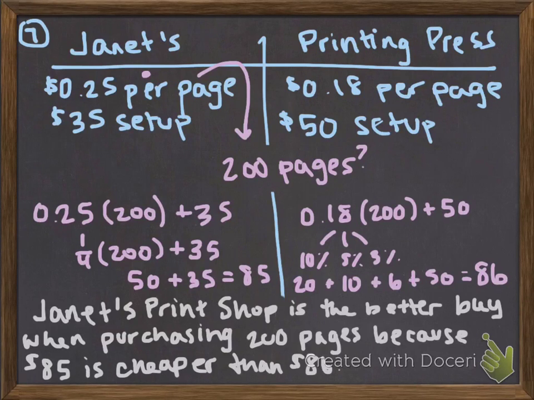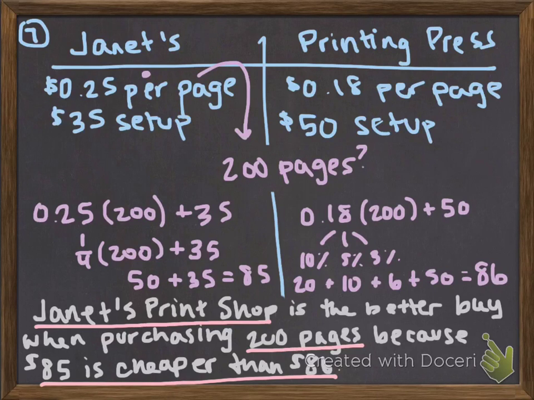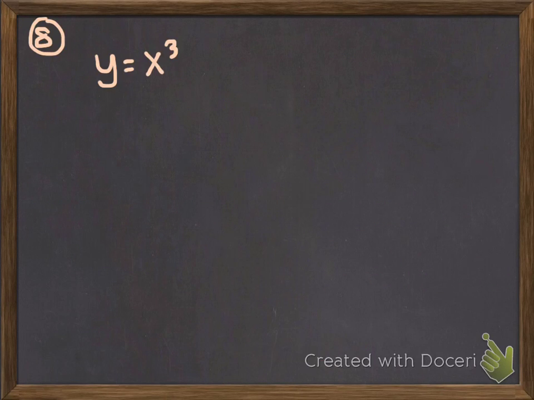Whenever I was scoring you, I was looking for all the work that's in blue and purple above, and then I was looking for the correct answer of Janet's print shop. I was looking for the fact that it mattered, it was 200 pages. And I was also looking for the $85 is cheaper than $86. You had to have all of that. And then based on your work, how you got it wrong determined your score if you were just completely incorrect.